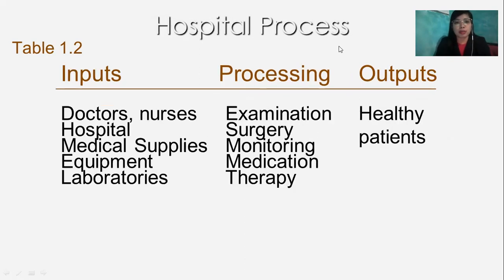For a hospital process, we have inputs: the doctors and the nurses, hospital, medical supplies, equipment, and laboratories. For the processing, we have examination, surgery, monitoring, therapy. These are the activities in order to have outputs of healthy patients.